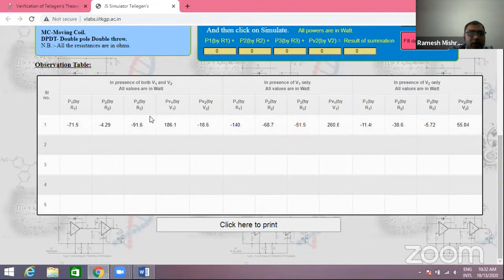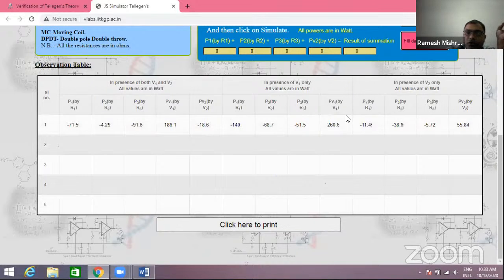Likewise, the power of the third resistance is equal to minus 91.6, the power of the first voltage source is 186.1, and the power of the second voltage source is minus 18.6. If we add all these values, the sum is equal to 0. Now we move to the second case, where only V1 is present in the circuit. Calculate the power of the first resistance, the second resistance, the third resistance, and the first source.